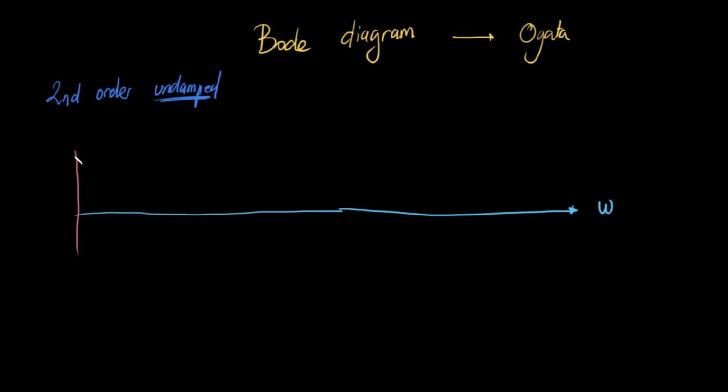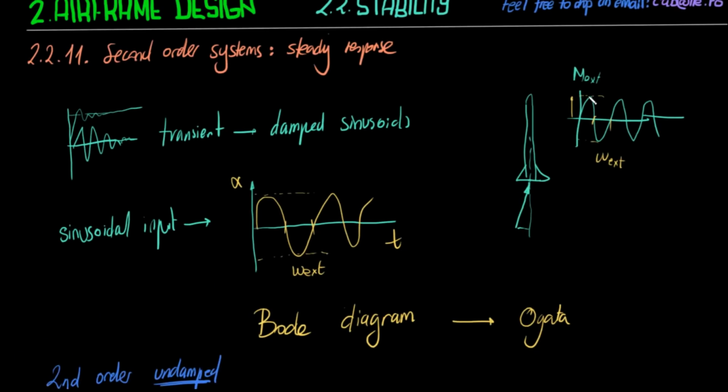Remember that on this axis we have the gain, normally in decibels, but the gain, just recall, is let's say the amplitude of the alpha oscillations compared to the amplitude of the forcing oscillations. So it's the relationship between this amplitude and this amplitude. Okay.